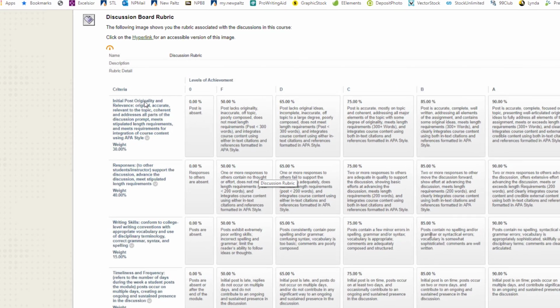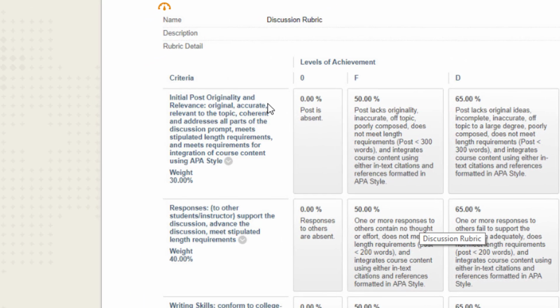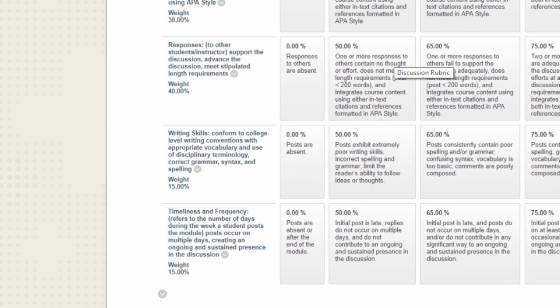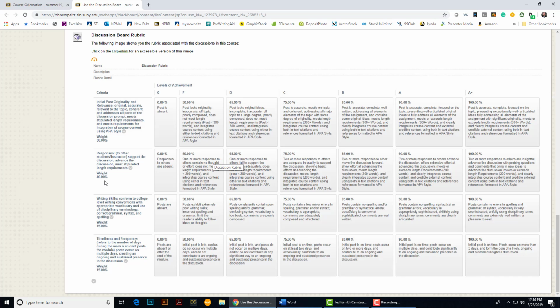The basic categories are what I look for in an initial post, so when you respond to my first discussion question, then there's the responses to your peers, then there's writing skills, and then lastly is timeliness. I do want you to pay attention that 30% of your grade is that initial post, 40% is your responding to your peers. So make sure that you take the time to really participate and respond to your peers.